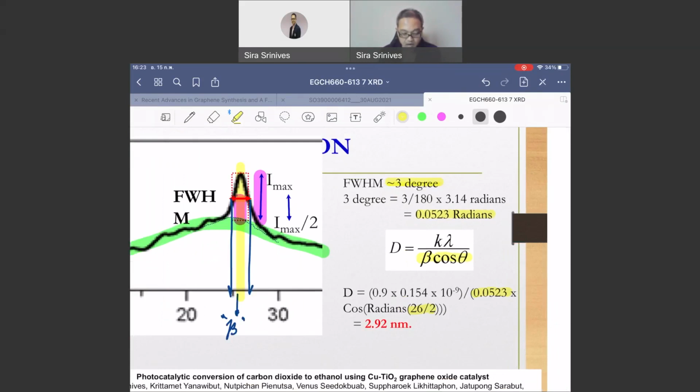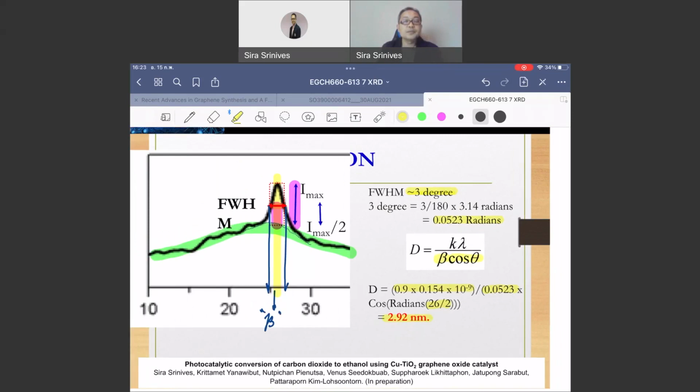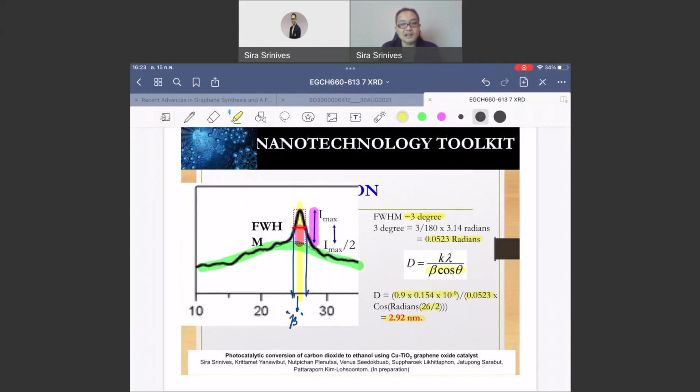The K shape factor I use is around 0.9, because titanium dioxide nanoparticles are rather spherical, and the lambda value is around 1.54, which is from the copper, from the manual that I obtained from the operator. And then the final number would be around 2.92 nanometer. That is the crystallite size of the sample that I used, and I can extract this value from the XRD.